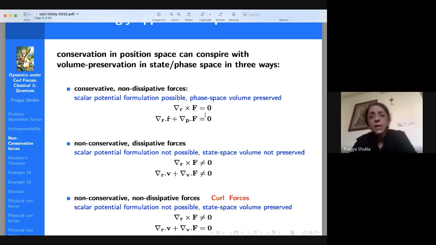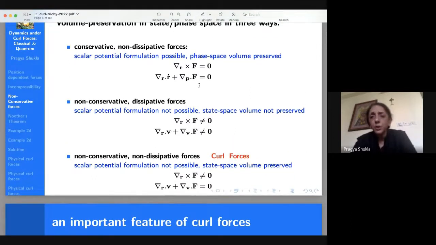The conditions are represented by this form, del r cross f is equal to 0, and this condition is a volume preservation condition. Then the second condition is where both of them are non-zero. That means non-conservative as well as dissipative forces. This is of course another category and not yet really studied in great detail. Of course, actually this part is very well known. I don't know which category I should put it in.